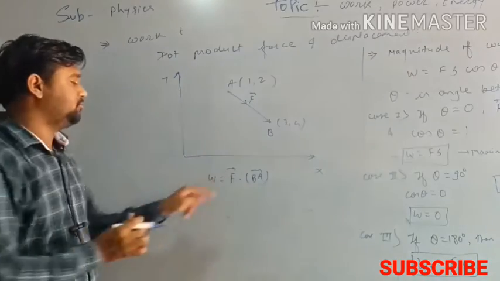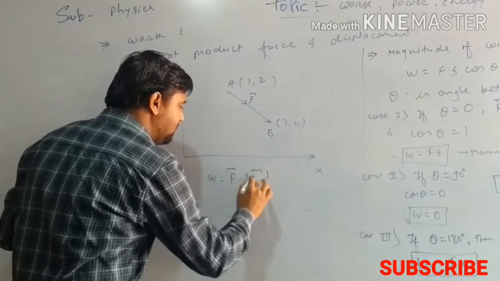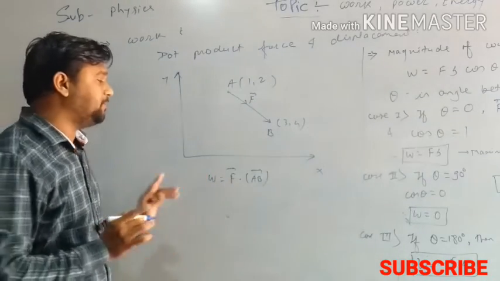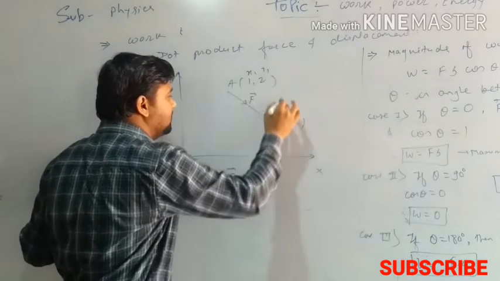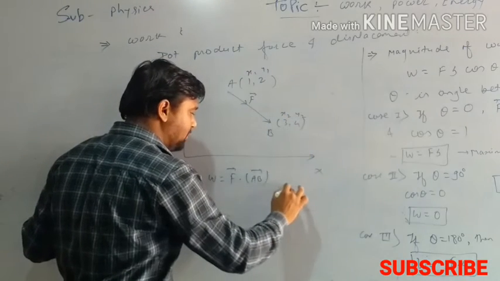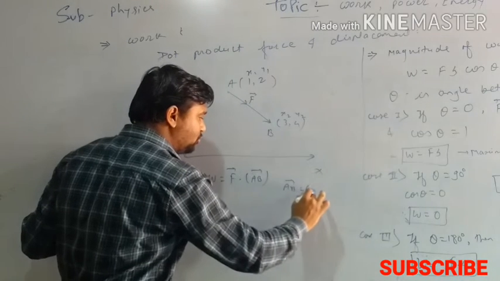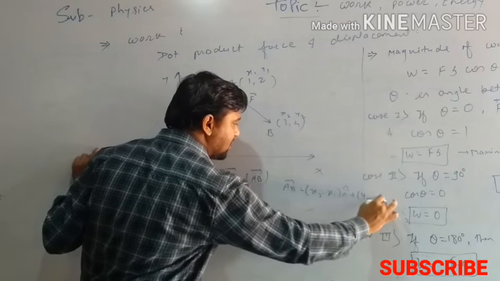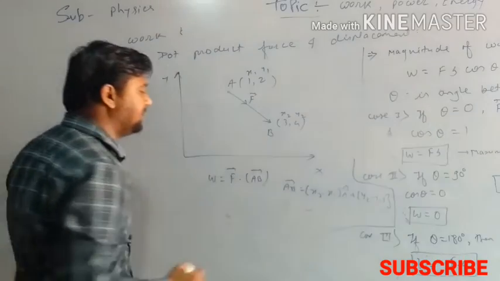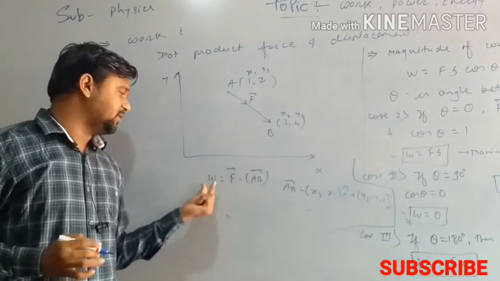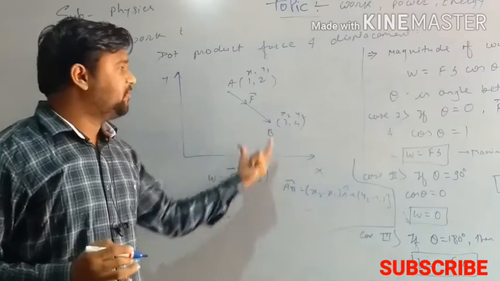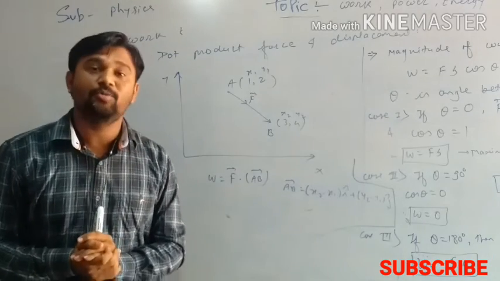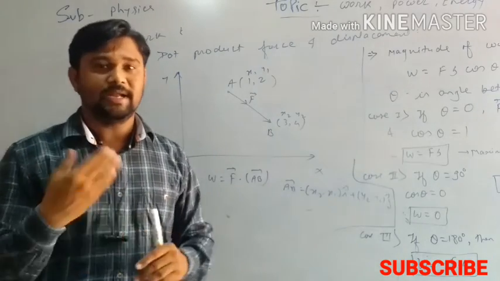So what is AB bar? It is the displacement vector. The displacement vector can be calculated as follows: suppose I say the coordinates are x1, y1 and here x2, y2. So AB bar can be found out by (x2 minus x1) i cap plus (y2 minus y1) j cap. Like this we can find out AB bar, and by getting this you can find out the work done. This is the work done due to a constant force exerted on a body. The same work done we can find out using variable forces, which we will discuss later.